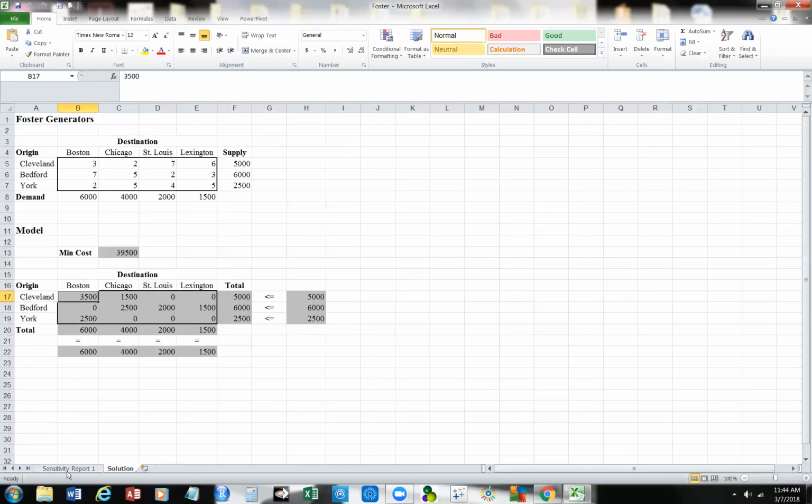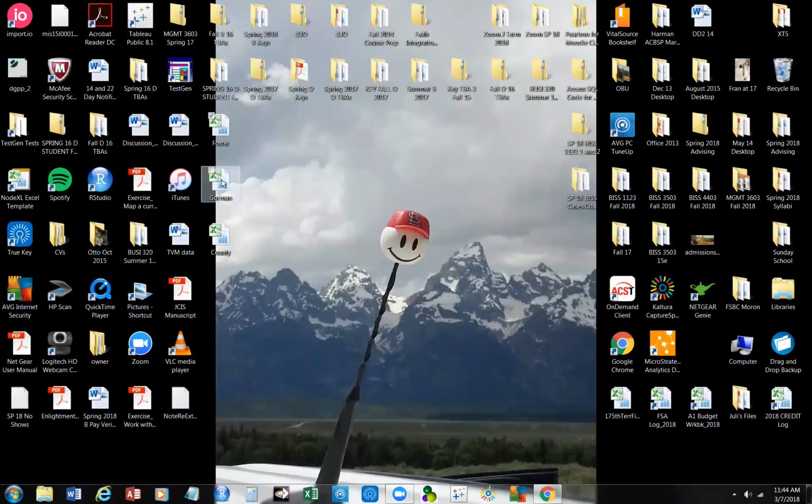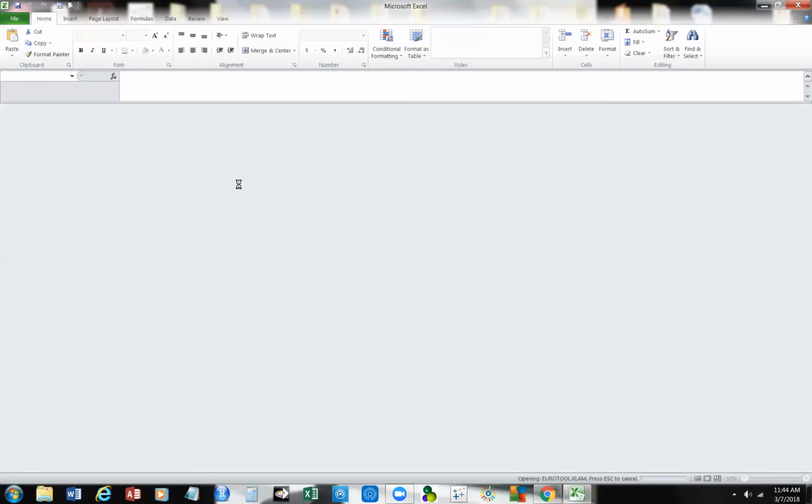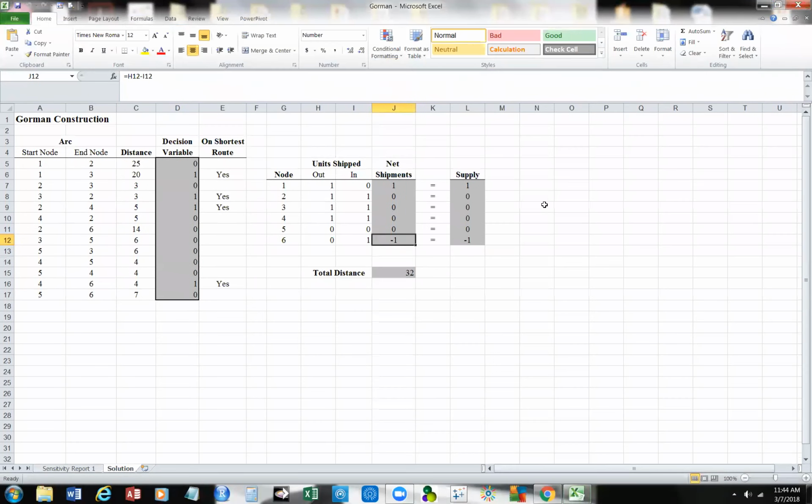I would encourage you to go and take a look at the sensitivity report. We've talked about how to interpret those and what they're trying to tell us. This is Foster. Then you'll also want to take a look at Gorman. I'm going to click that on for just a second so you can see it. It's another type of transportation problem. I can't remember if this textbook has one. These are transshipment problems, but those types of problems are also what we might encounter in a production facility or a manufacturing facility.